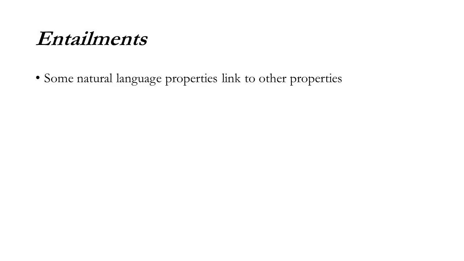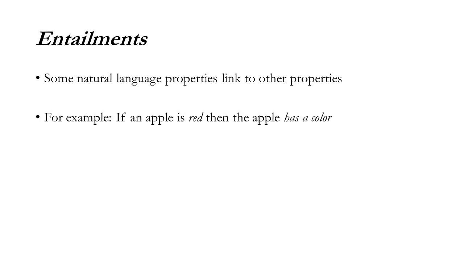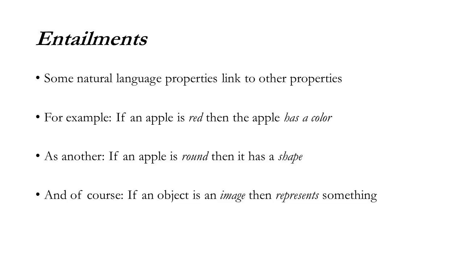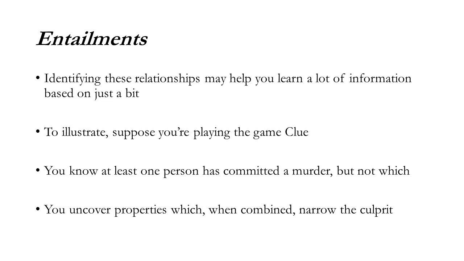Now, some natural language properties link to other properties. For example, if an apple is red, then the apple has a color, and those are both properties. Now, if an apple is round, it also has a shape. Again, properties. And of course, if an apple is an image, then it represents something. Representing something can be a property as well. Now, identifying these relationships may help you learn a lot of info about things just based on a little.